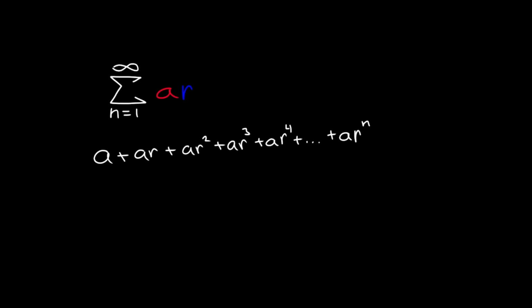But before we get into solving for geometric series, let's look at an example of one. This is the basic structure of a geometric sum series. It's composed of A, the first term in red, and R, the common ratio, which is in blue.